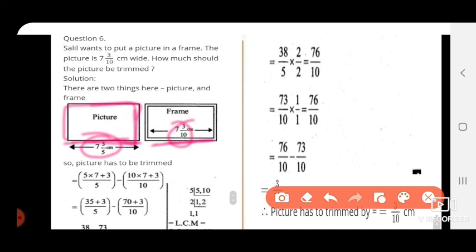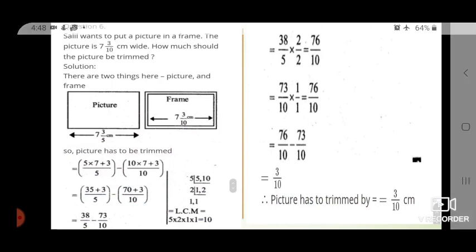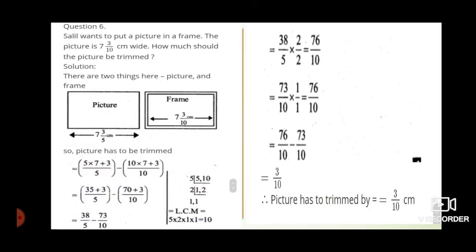First, 7 3 by 5 is a mixed fraction. First convert it into an improper fraction. That is 7 into 5 plus 3 by 5. Again this fraction, 10 into 7 plus 3 by 10. Now 7 5s are 35 plus 3, numerator will be 38, so 38 by 5. Next one, 10 7s are 70 plus 3, 73 by 10. Now we will get 38 by 5 minus 73 by 10.